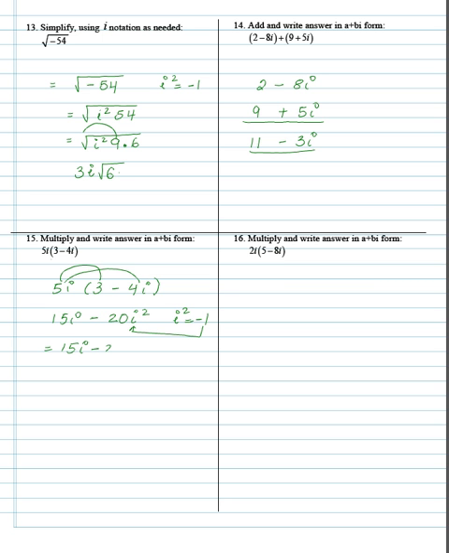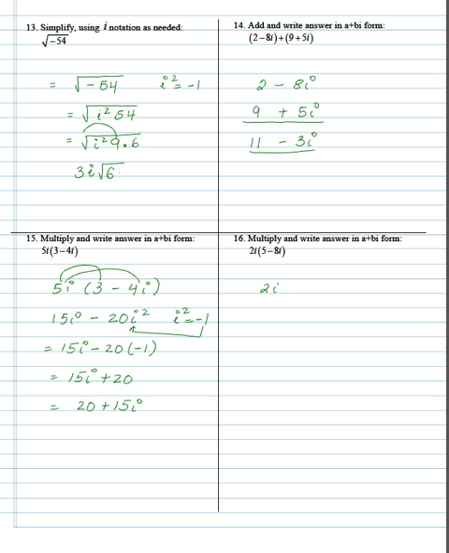15i minus 20 times negative 1. That becomes 15i plus 20. I've got to rewrite it in a plus bi form. So it's going to be 20 plus 15i. Final answer.